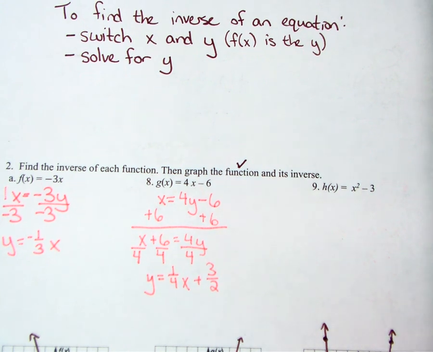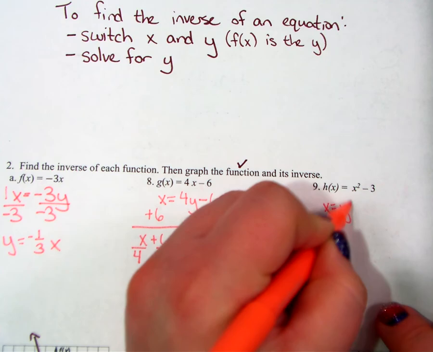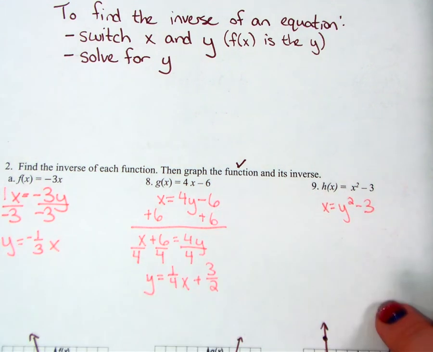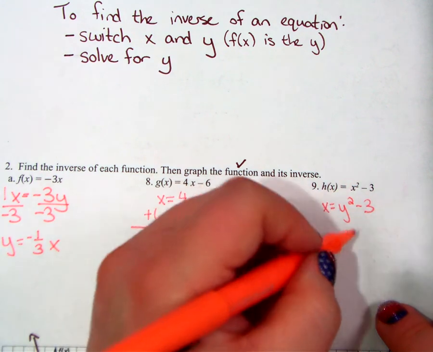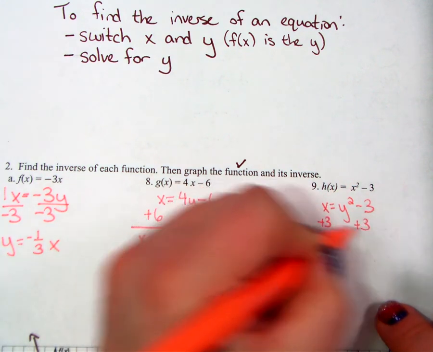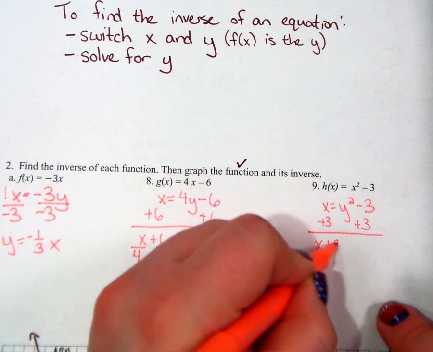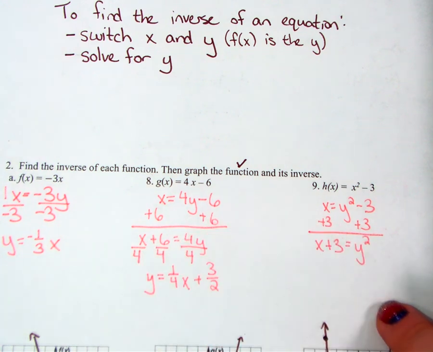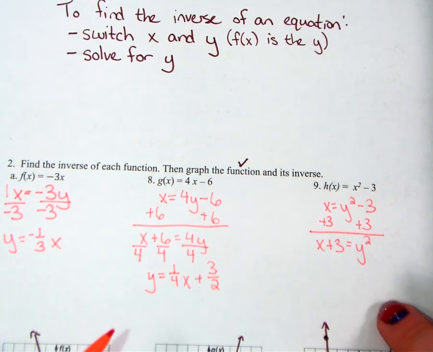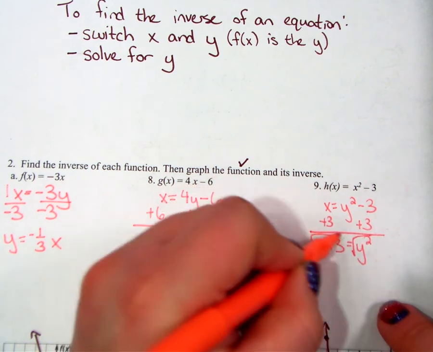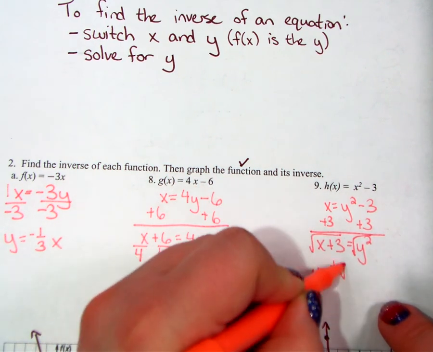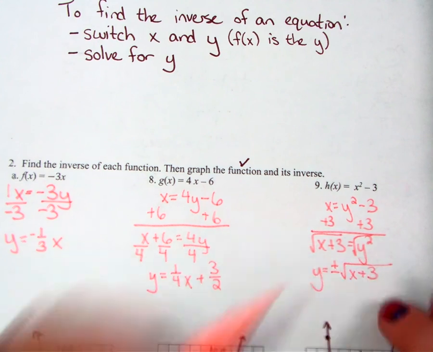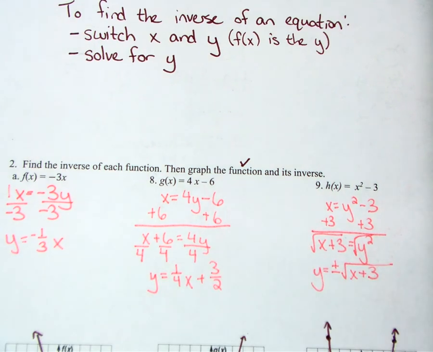The final one, switch x and y. X equals y squared minus 3. Add 3 to both sides. Then square root both sides. So when you square root both sides, remember a plus or minus goes in the front. That's not the case if it's an odd root. So if you're taking the cubed root of both sides, you don't have to put a plus or minus in front.